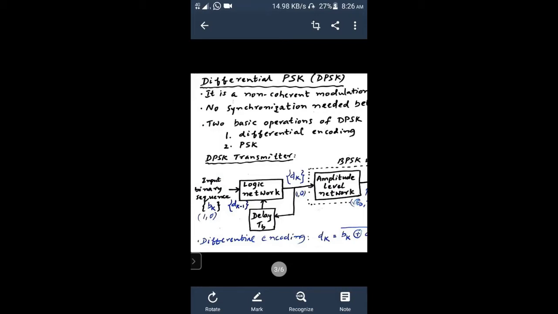Encoding is a process of arranging incoming ones and zeros, the input binary bits, in a particular fashion according to your requirement. Then the output of the logic circuit is taken as d_k. This d_k is also a sequence of ones and zeros, only rearranged in some fashion. In what fashion are these rearranged? That equation I have given at the bottom of the slide. Look at this differential encoding.